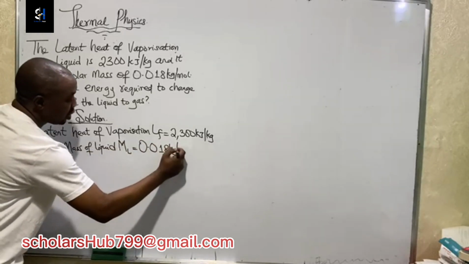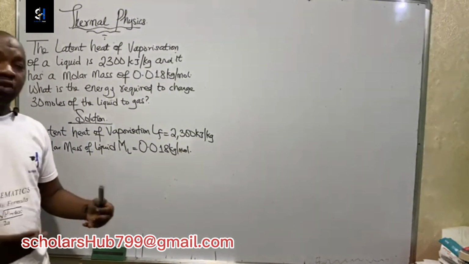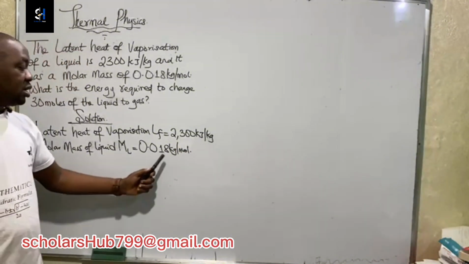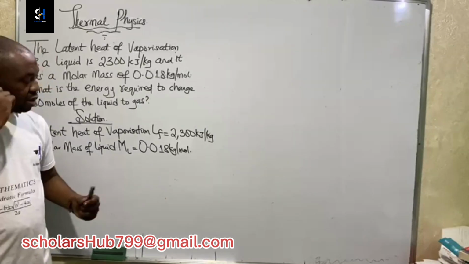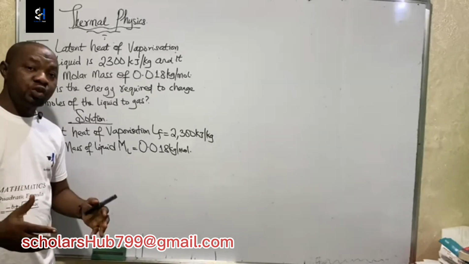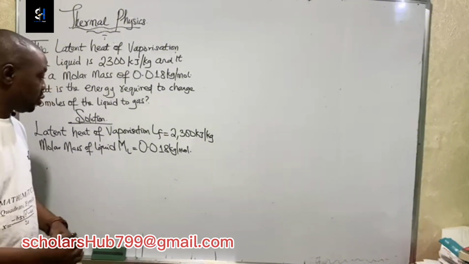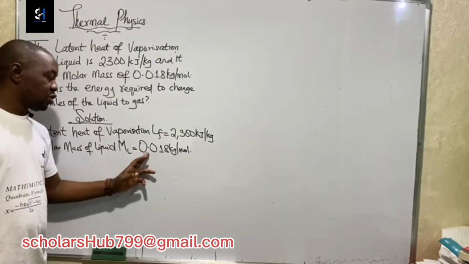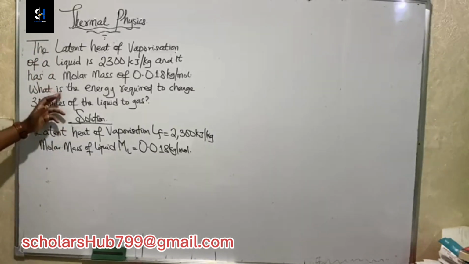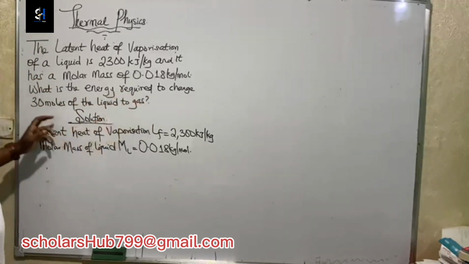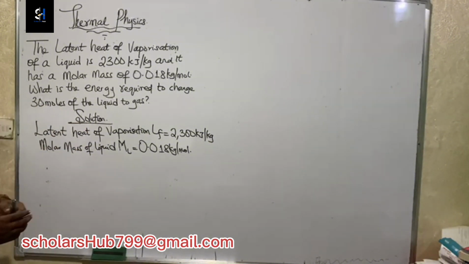0.018 kilogram per mole. Molar mass is the amount of substance expressed in kilogram per mole or gram per mole. Here the unit selected is the standard unit of mass, because we know that the standard unit of mass is the kilogram. So that's why we have this as 0.018 kilogram per mole. Now, what is the energy required to change 30 moles of the liquid to gas? That's what we are required to find out.